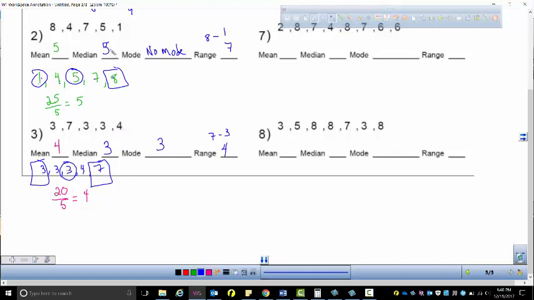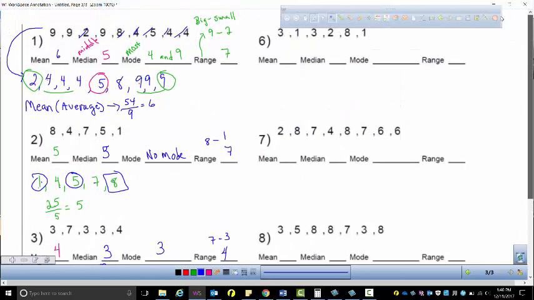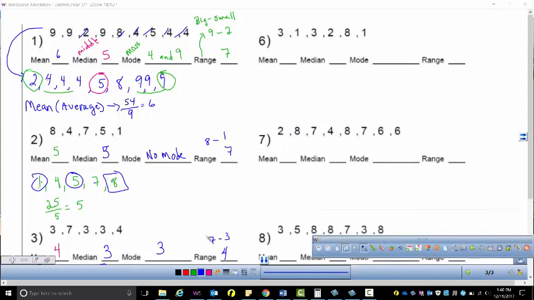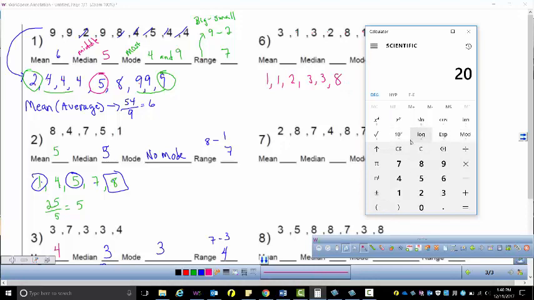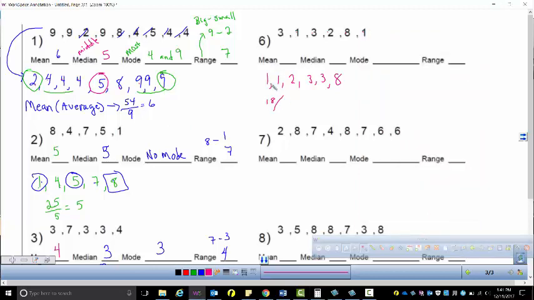All right. Now, all those were special because they all had a nice median. So the next one we're going to try, number 6, because I cut off the rest of them. Number 6 is going to be a little bit different. So if you look, it has 1, 2, 3, 4, 5, 6 terms. It's even. So it's a little bit different. But we start by writing them in order. So 1, 1, 2, 3, 3, and 8. So my mean I still find by adding them all up. 1 plus 1 plus 2 plus 3 plus 3 plus 8 is 18. And I have to divide by 1, 2, 3, 4, 5, 6 terms, so it's 3.